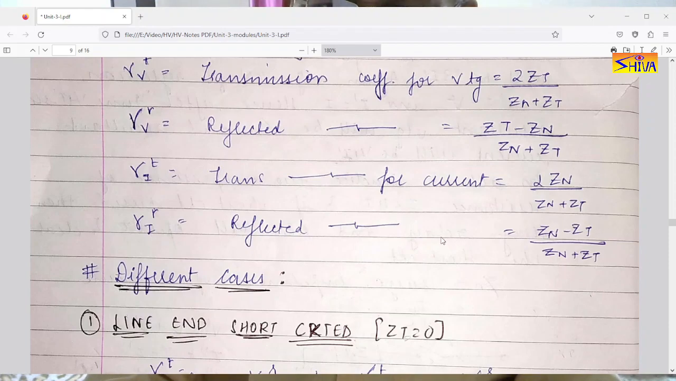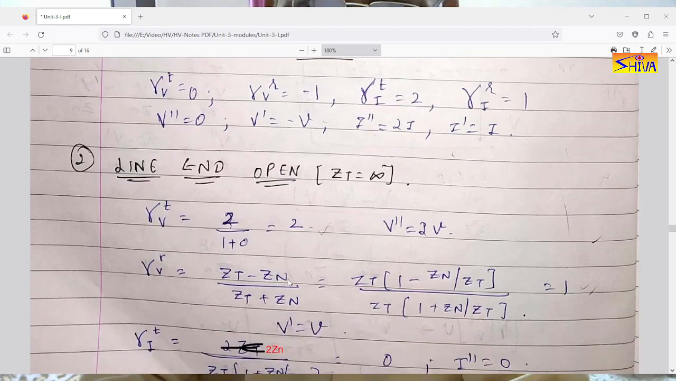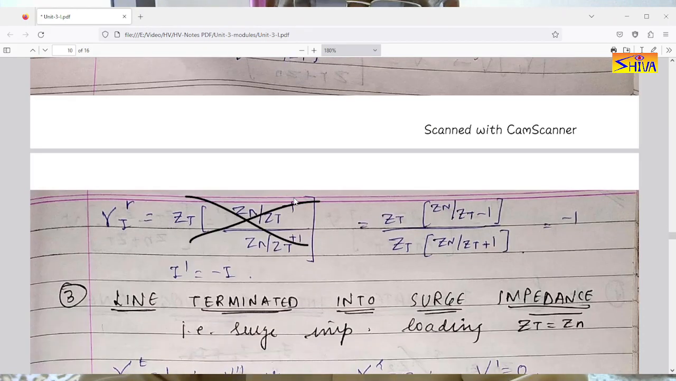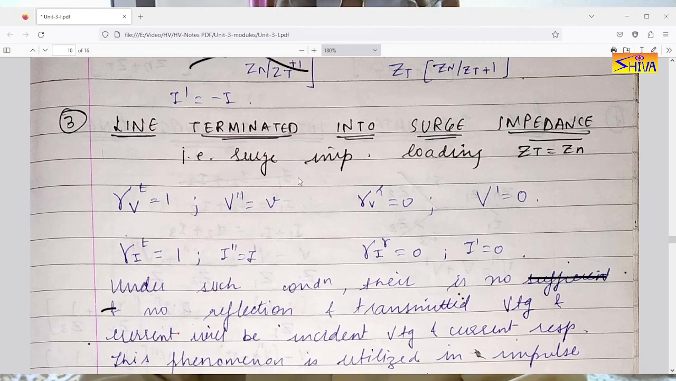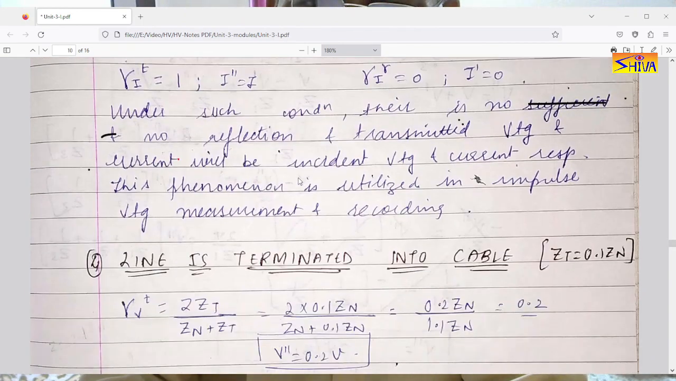Then we had considered different cases for the termination. First case was line end short circuited. Second case, line end open. Third case, line is terminated into surge impedance. Now let us discuss other cases.